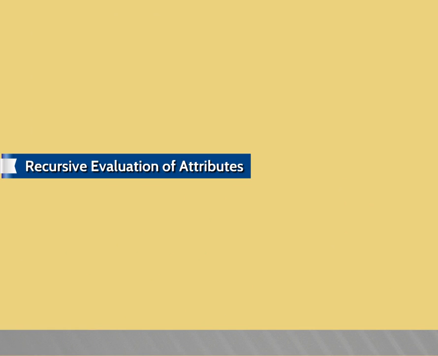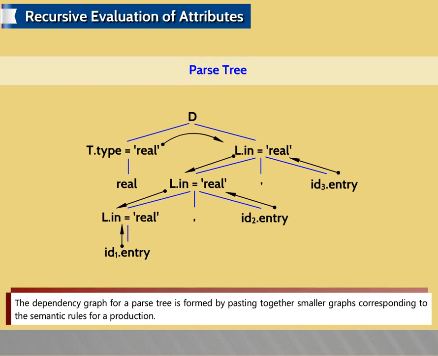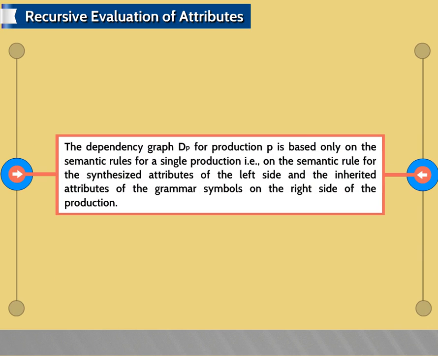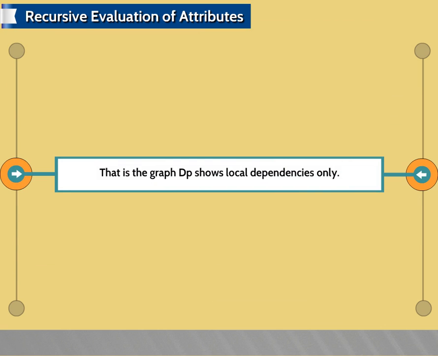Recursive evaluation of attributes. The dependency graph for a parse tree is formed by pasting together smaller graphs corresponding to the semantic rules for a production. The dependency graph DP for production P is based only on the semantic rules for a single production, that is, on the semantic rules for the synthesized attributes of the left side and the inherited attributes of the grammar symbols on the right side of the production. That is, the graph DP shows local dependencies only.